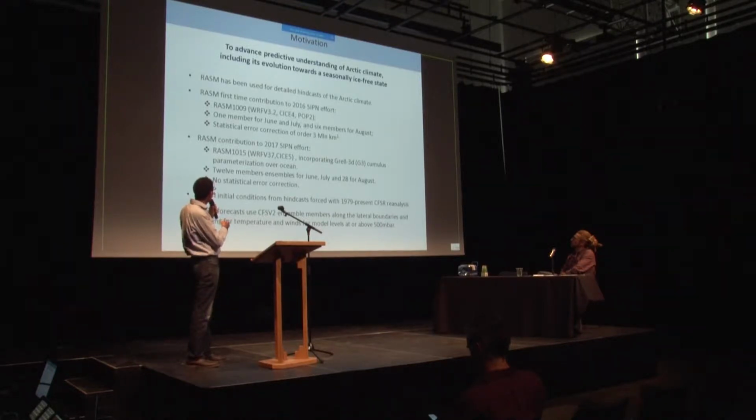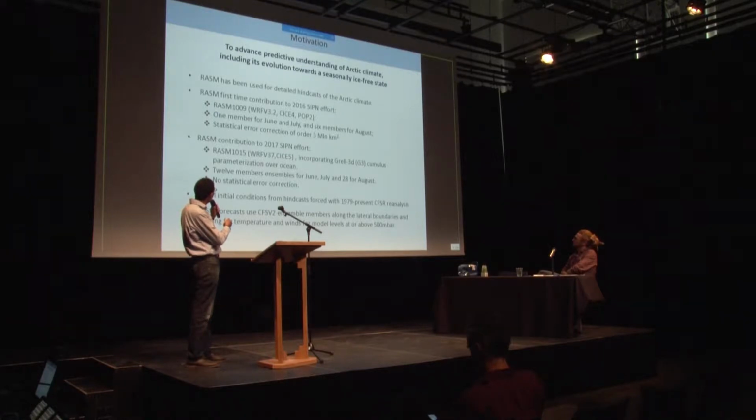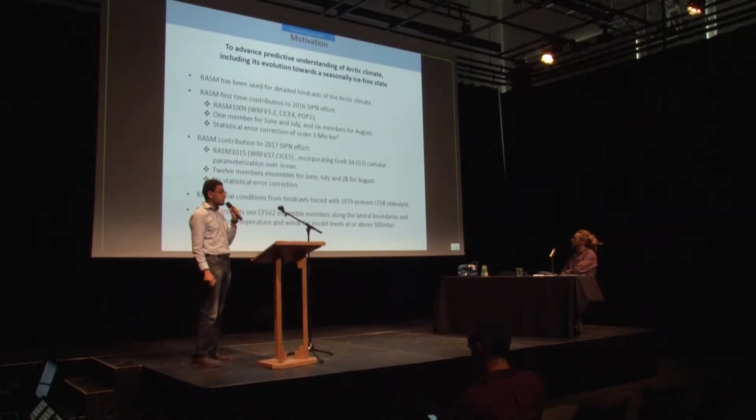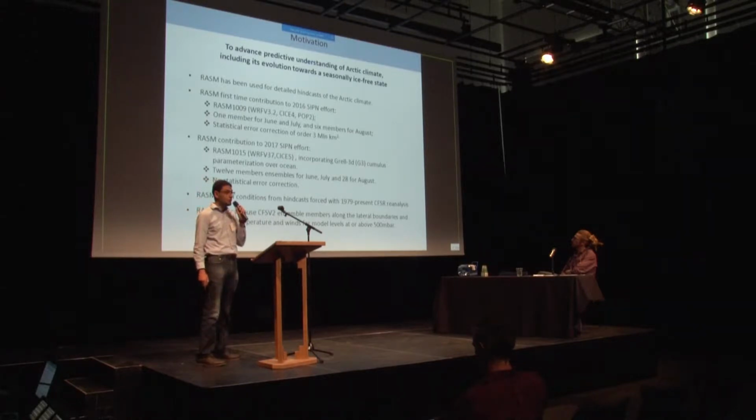And we used RASM 109. It was an old version of RASM. As mentioned by Winslow, it included WRF 3.2, CICE 4, and POP 2. We had one ensemble member for June, one ensemble member for July, and 6 for August. I was learning. And we did have statistical error correction of about 3 million square kilometers, and the residuals after the statistical error corrections were about plus or minus 500,000 square kilometers.